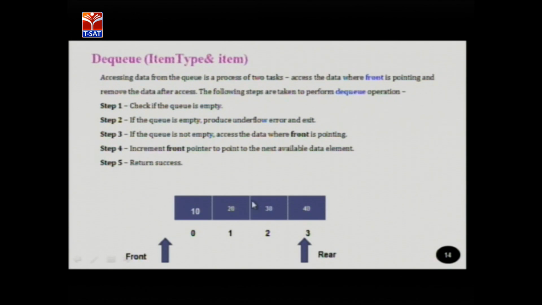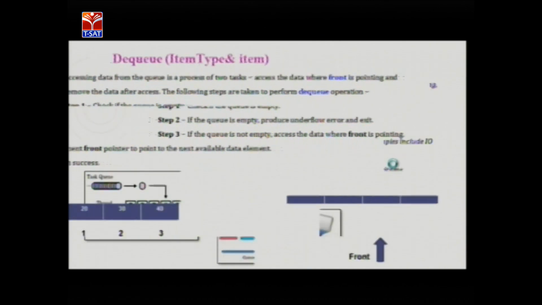Now we observe in the picture that 10, 20, 30 and 40 data values are present in the queue. Now I am going to delete an element from the queue. If I call the dequeue operation, then the front element will be deleted and the front will be incremented by 1. So successfully I deleted the element from the queue.